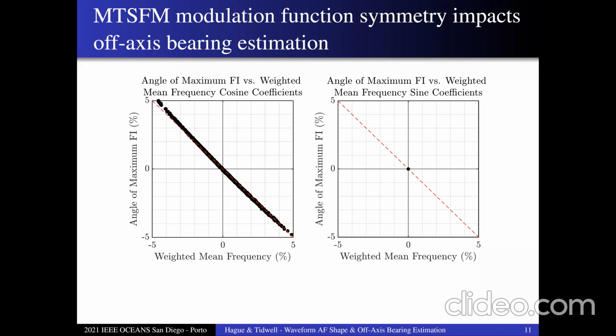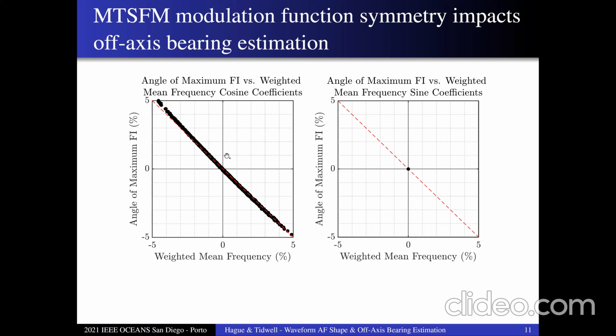So what we found was, while the parameters of the multitone SFM waveform in the narrowband regime have a negligible impact on off-axis bearing estimation, it turns out that the symmetry of the modulation function does. What we're showing here is weighted mean frequency deviation and deviation in the angle that maximizes Fisher information for a set of trials of multitone SFM waveforms that employed either cosine or even symmetry in their modulation function, or sine or odd symmetry in their modulation function. There are 1,000 waveforms for each case.